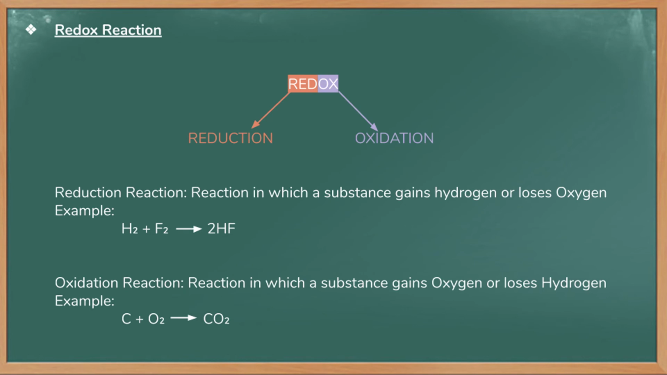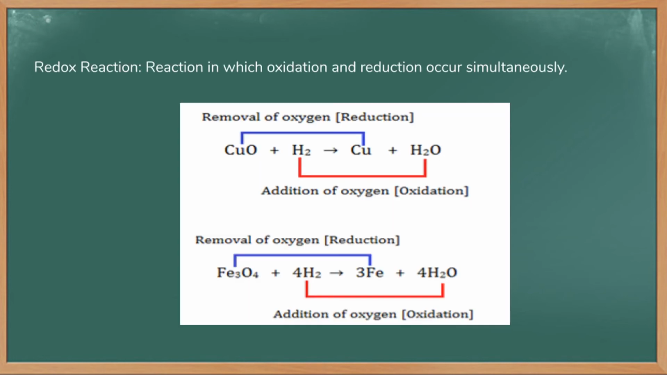Now we are going to study a new form of reaction. Redox reactions. The word redox is the combination of 2 words, reduction and oxidation. Reduction reaction, reaction in which a substance gains hydrogen or loses oxygen. Oxidation reaction, reaction in which a substance gains oxygen or loses hydrogen. Redox reaction is a type of reaction in which reduction, as well as oxidation reaction, occurs. Some common redox reaction examples are here.